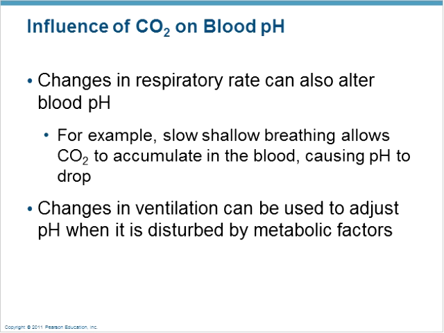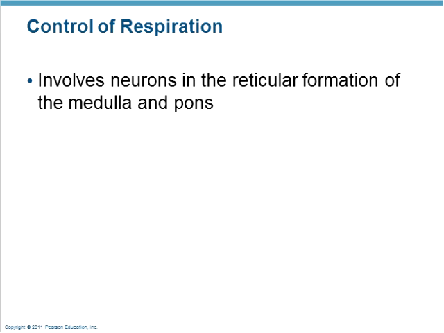The influence of CO2 on blood pH. Changes in respiratory rate can also alter the blood pH. For example, slow, shallow breathing allows CO2 to accumulate in the blood, which causes the pH to drop because it becomes more acidic. CO2 making it acidic. Changes in ventilation, a faster ventilation, can adjust the pH. So if somebody starts to become acidic, they'll sometimes hyperventilate to blow off the CO2 and make the blood less acidic.